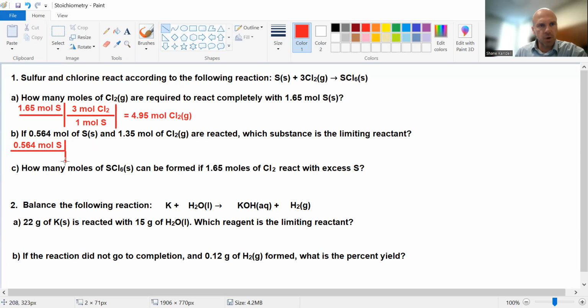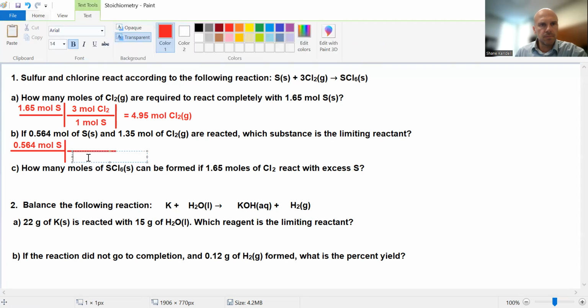Okay, so I'm going to take this to the product. So I'm going to relate this to the product. So why 1 mole of S? Because here is where I relate the numbers, the stoichiometric numbers. And we can see from that relationship that it's a 1-to-1 relationship.